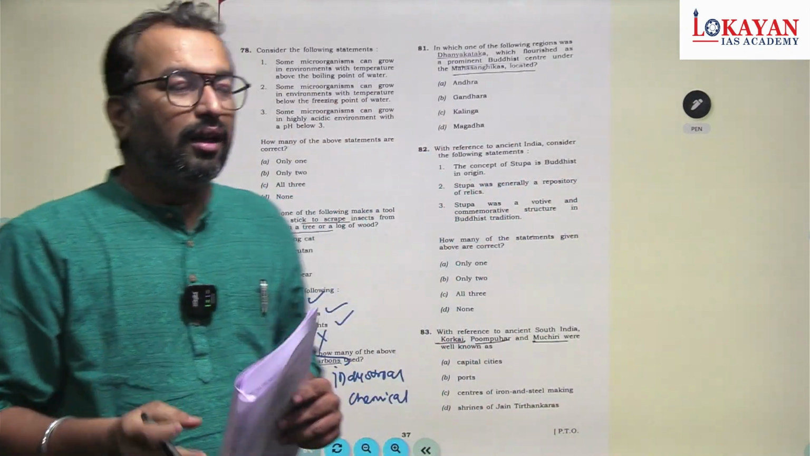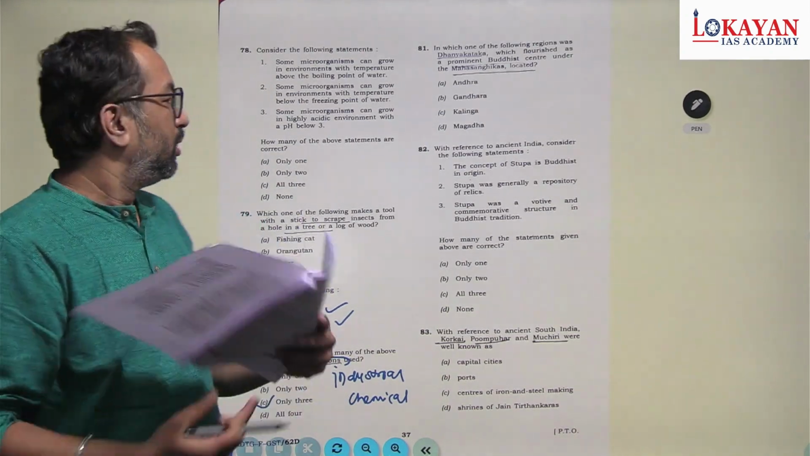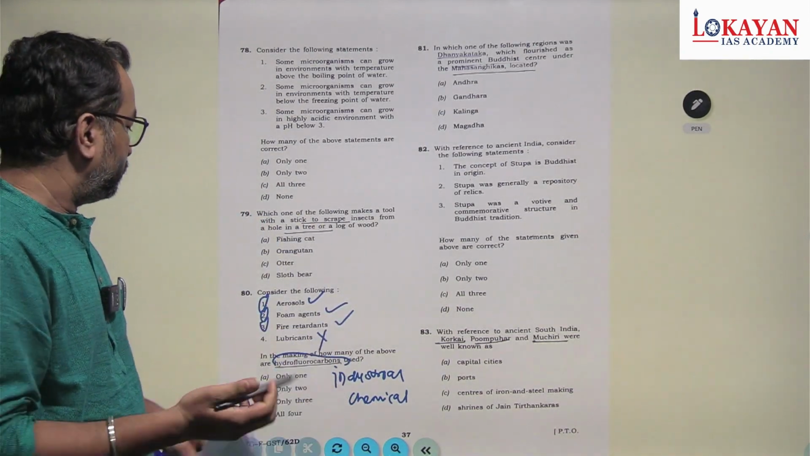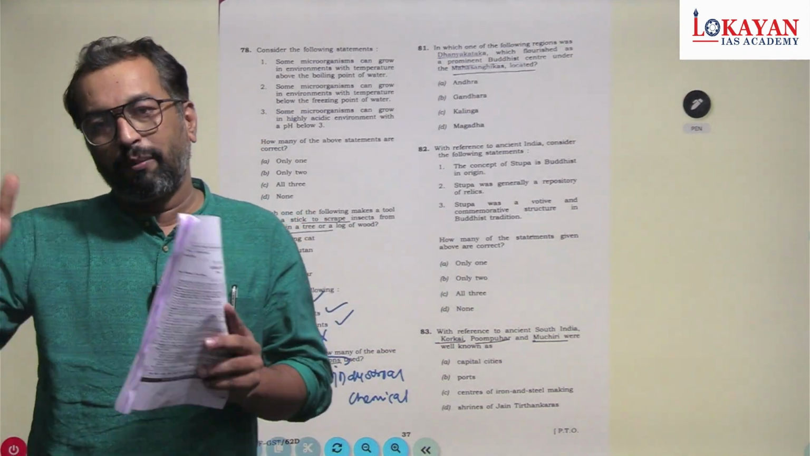So these are the questions from the science and technology part. You must have understood that very few questions were from basic science. There were literally no questions from physics. There were no questions from biology. So this is the nature of the paper, and this is going to be the nature of the paper henceforth.